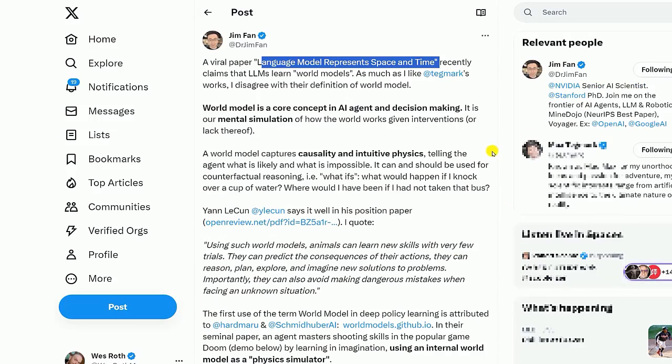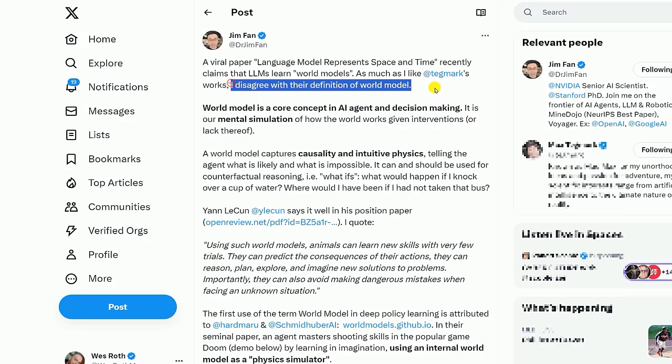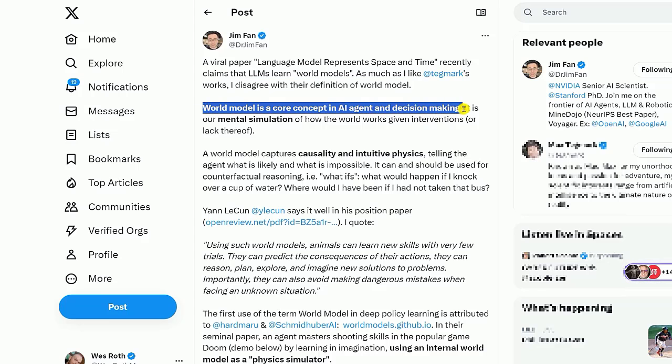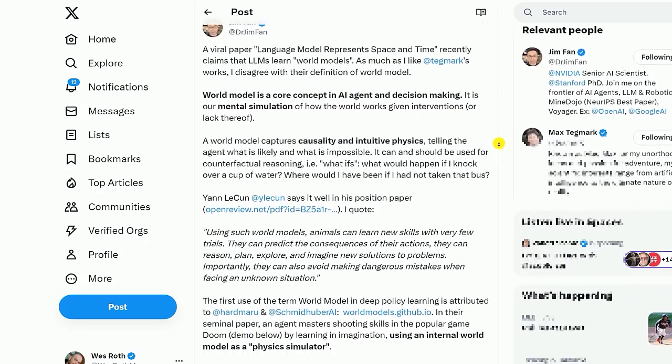So as much as I like the author's works, I disagree with their definition of the world model. World model is a core concept in AI agent and decision making. It is our mental simulation of how the world works given interventions, or lack thereof.